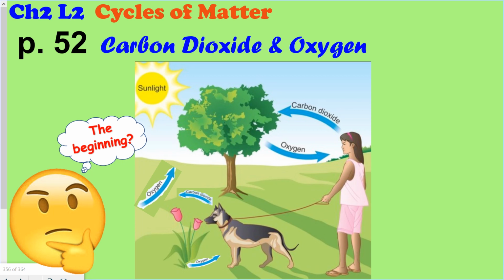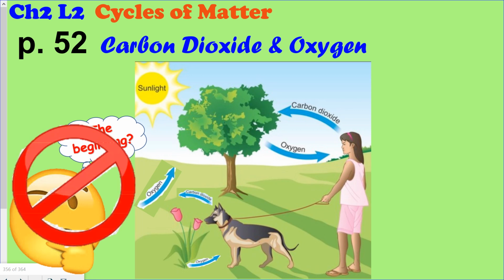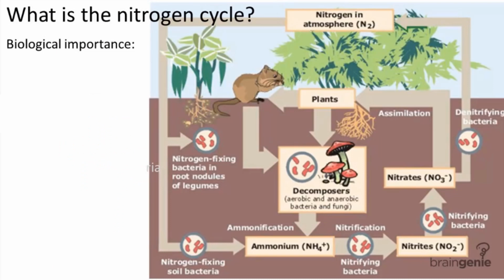What's the beginning of this cycle? Hopefully the same answer popped into your head. There isn't one, because it's a cycle. We have oxygen being released by plants all over our planet, and we have carbon dioxide being released by animals all over our planet. You can find them at all places throughout our world.